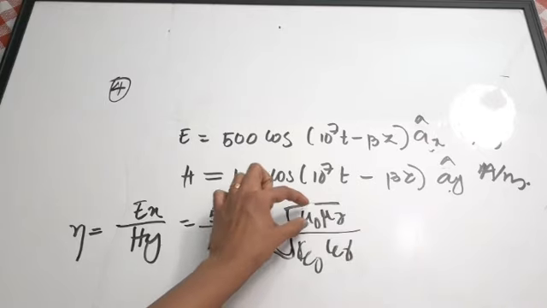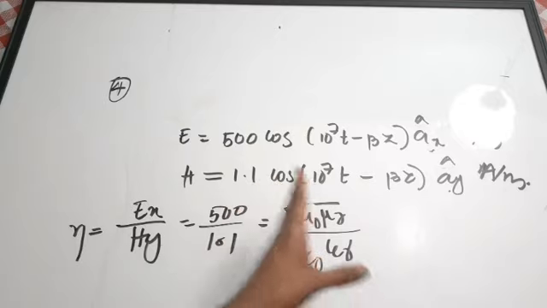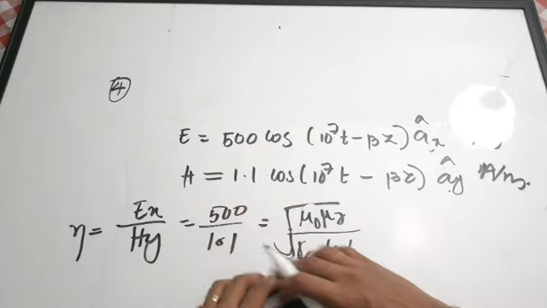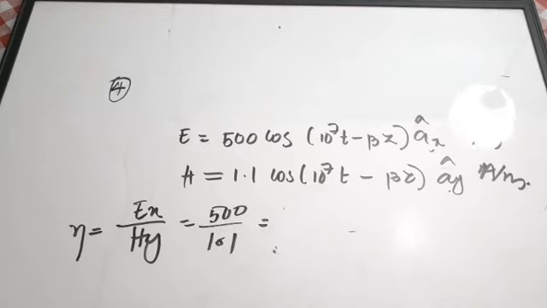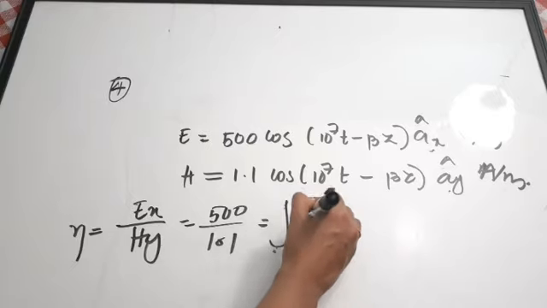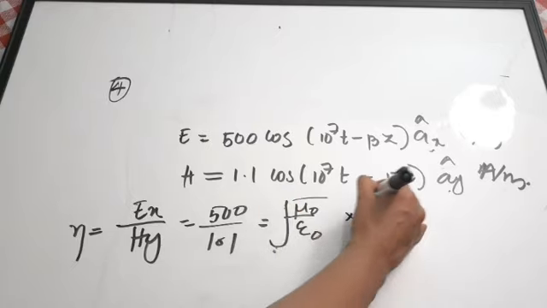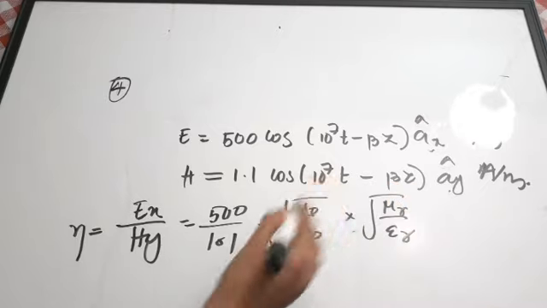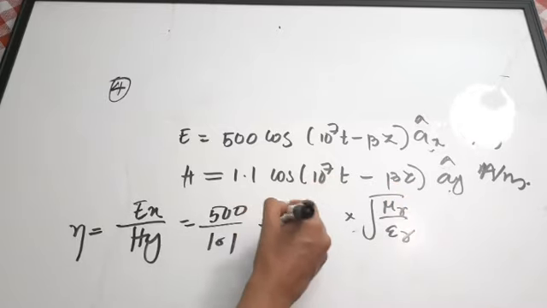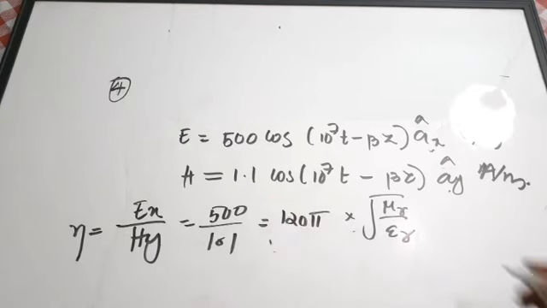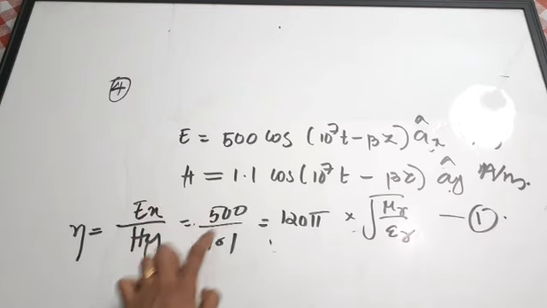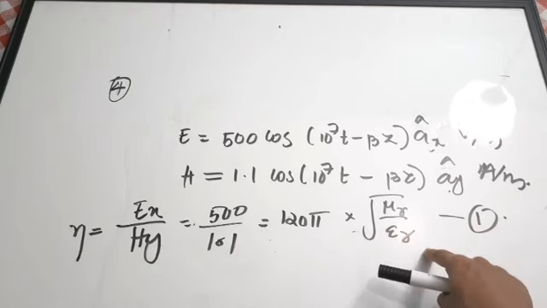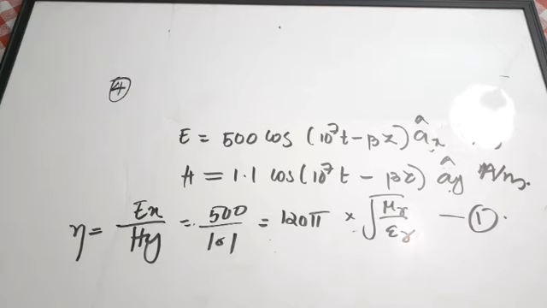Also you can take this square root of mu 0 by epsilon 0 separately and you can write it as 120 pi. That is a constant value. Everyone should be knowing that. When studying EMT, that value should be known by heart. So square root of mu 0 by epsilon 0 into square root of mu r by epsilon r, this you can replace by 120 pi. Okay, so this is the first relation which we have, that is 500 by 1.1 equal to 120 pi into square root of mu r by epsilon r. Now this is the first relation which we have.